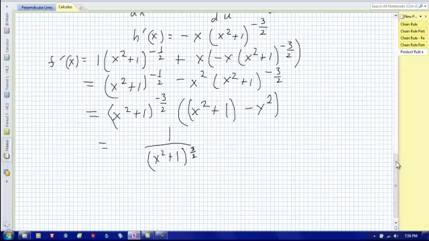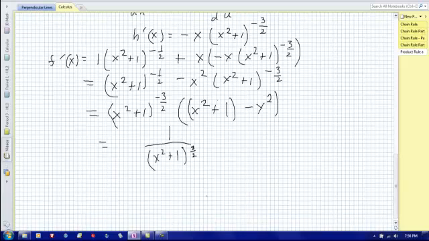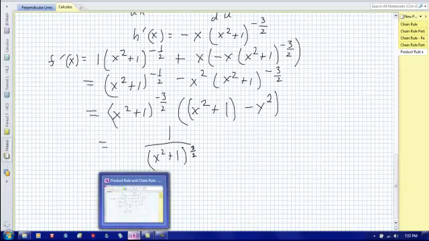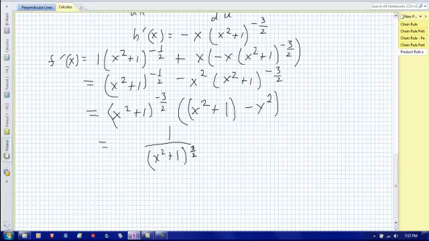And that's it. If you don't quite believe it, then you can go back and use the quotient rule and see what you end up with. But I believe you'll end up with the same thing.